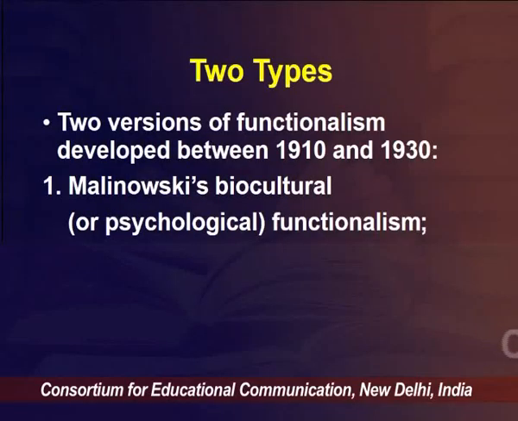Now if we look into the way in which functionalism has been used in anthropology, we see that there are two main branches, or two types of functionalism between 1910 and 1930. The first is Malinowski's biocultural or psychological functionalism. So we will talk about how Bronislaw Malinowski, who is considered one of the founding figures of anthropology, used functional theory to understand biological and psychological needs of human society.